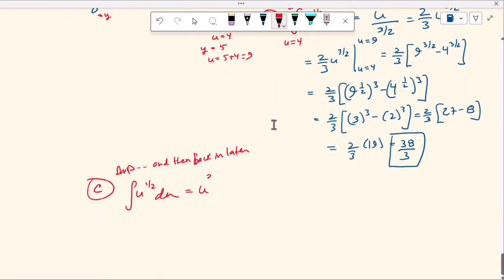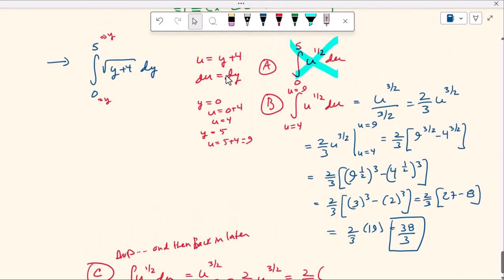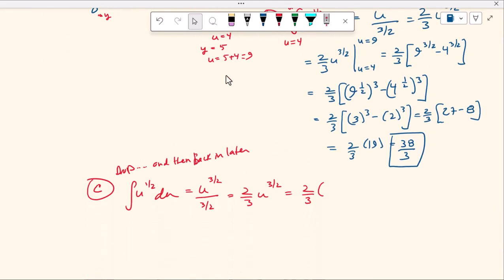So I'm going to add 1, divide by the sum. So this is 2/3, I'm sorry, that's 3/2. I was thinking ahead here. So add 1, I'd have 3/2 divided by 3/2. I have to stop thinking ahead. So then this is 2/3 u to the 3/2. But I know that my u was, back up here, my u was y plus 4. So this is y plus 4 to the 3/2.